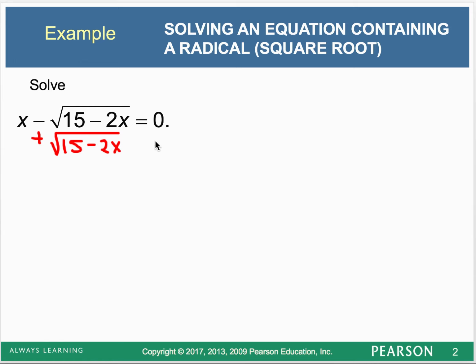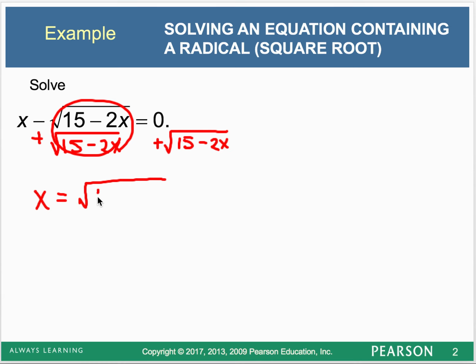So first step is isolate the radical. Isolate the radical on one side of the equation. Now this is 0, and I have x equals the square root of 15 minus 2x.